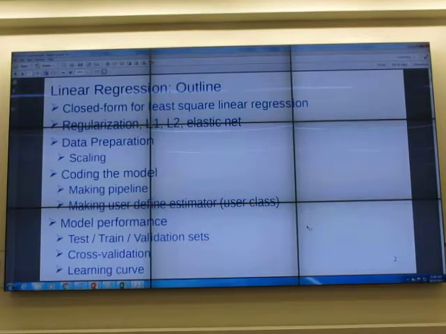Then we talk about regularization: L1, L2, and the combination of L1 and L2, which is elastic net. Data preparation, scaling, the scaling matters. Coding the model, making the pipeline, making a user-defined estimator, model performance, train, test, validation, learning curve. This kind of thing is like using a Python library, the right Python library. It's too boring to just tell you the curve fitting.